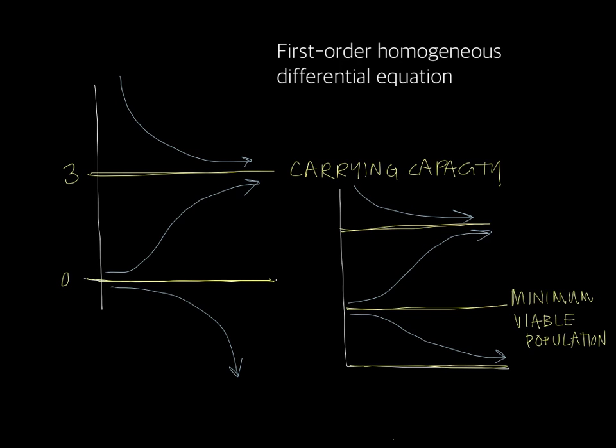So there are 2 major ideas when a first-order homogeneous differential equation like this is modeling population, right? First of all, you're definitely going to have an equilibrium level at 0. You're also going to have something that behaves like a carrying capacity, the maximum number of animals that the environment can sustain. And then you sometimes have a minimum viable population. So as you're working through some of your word problems, just know that these are the types of equilibrium levels that you will be seeing and working with.